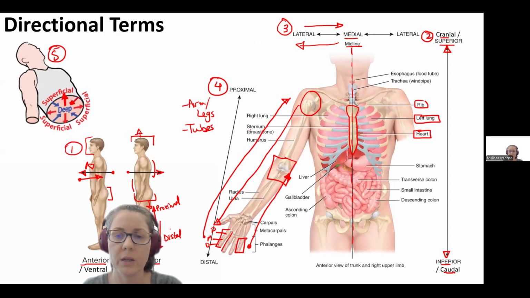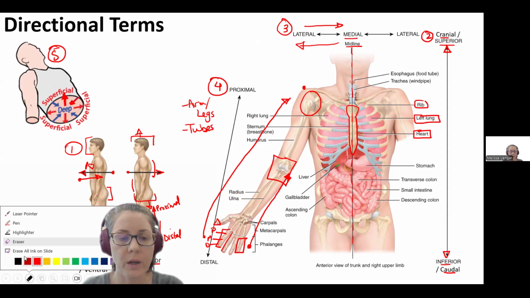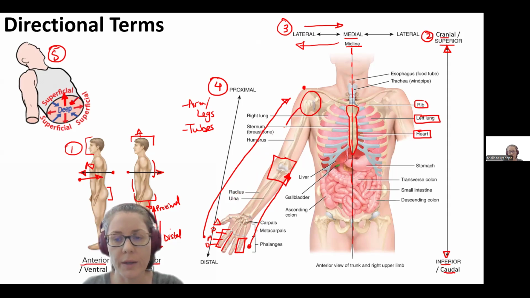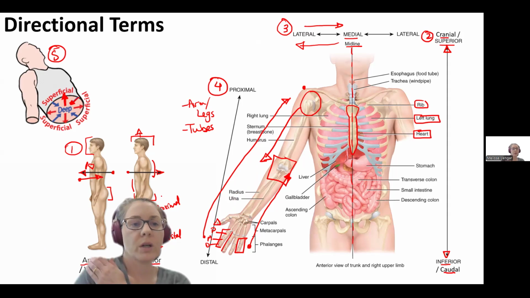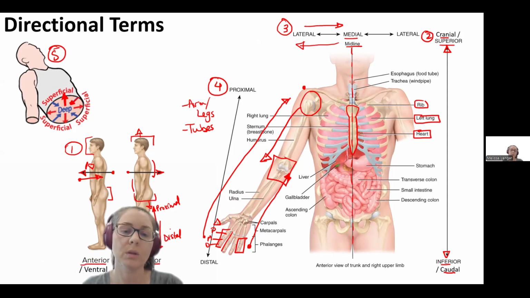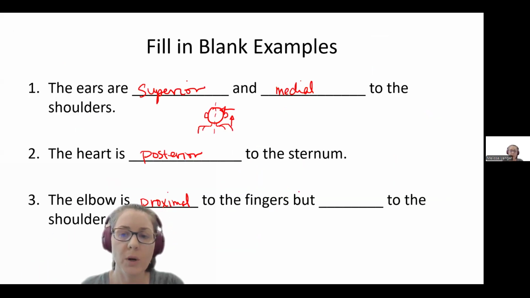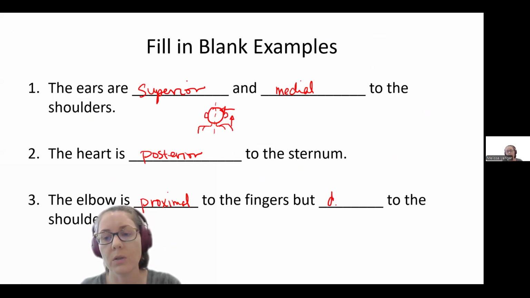So we go back here. We start at the shoulder and we go that direction. That's distal. Sorry about my arrow there. So we see that we can go in the distal direction, right? The elbow is distal to the shoulder. The shoulder comes first and then the elbow. So the elbow is farther than the shoulder. So that has to be distal.